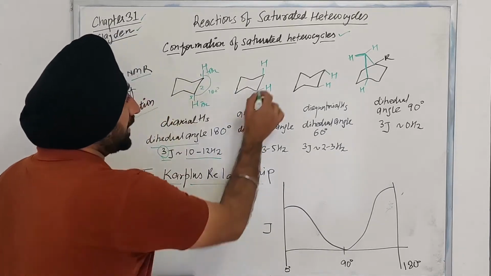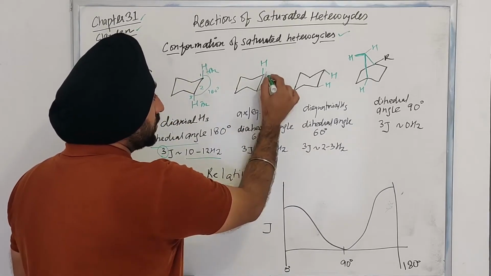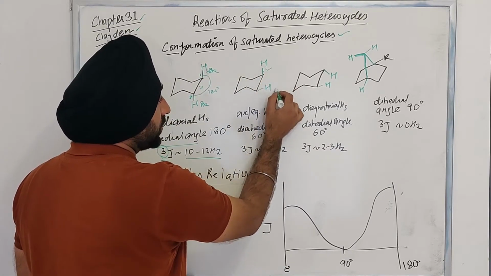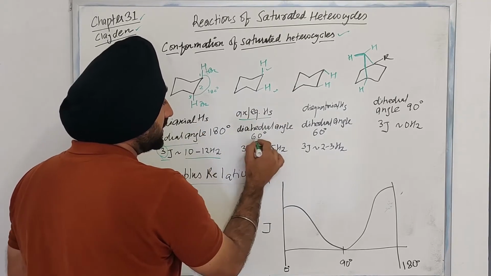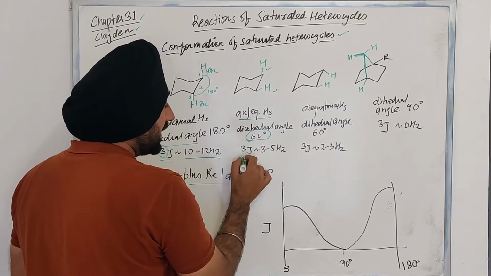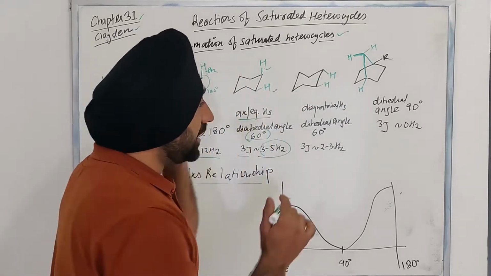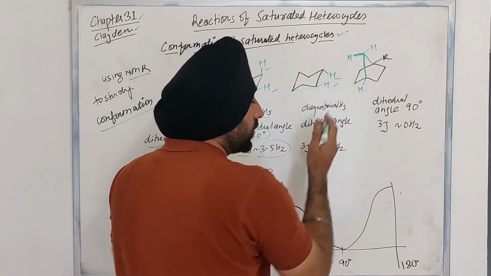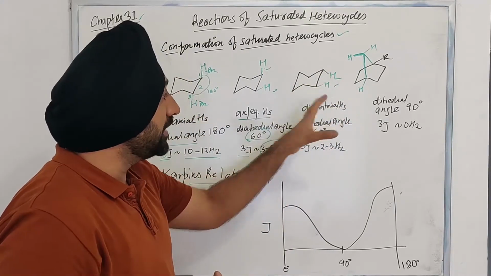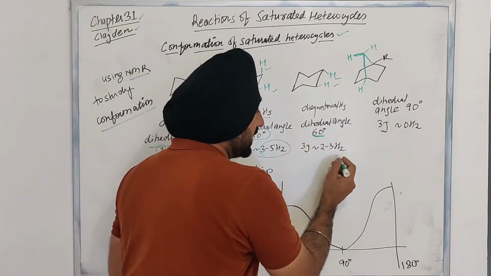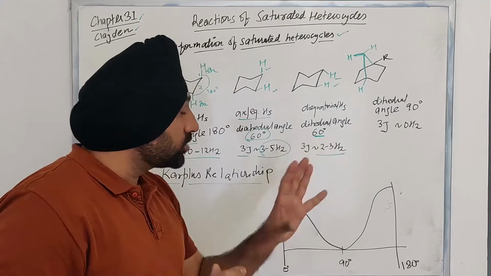And when the dihedral angle between these two, in this case axial-equatorial hydrogens, is 60 degrees, the coupling constant comes to 3 to 5 Hertz. Similarly, when both of them are equatorial, the dihedral angle between them is still 60 degrees and the coupling constant is 2 to 3.